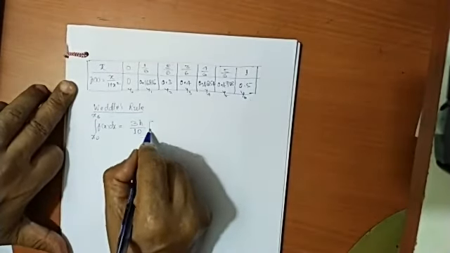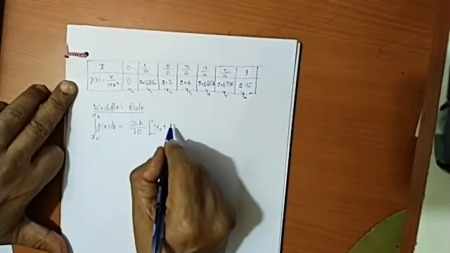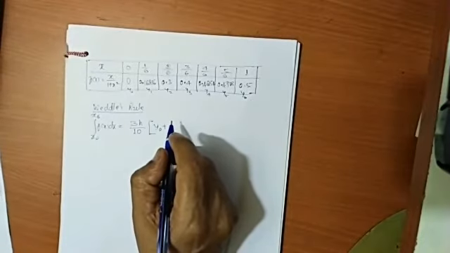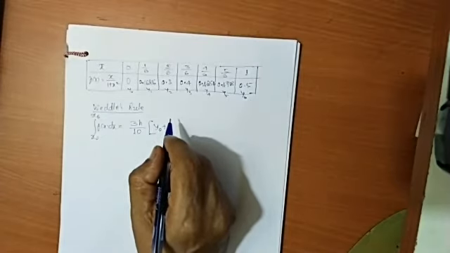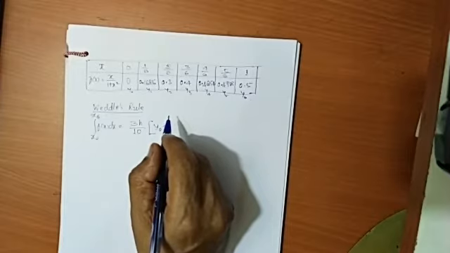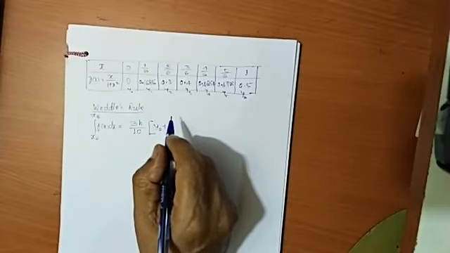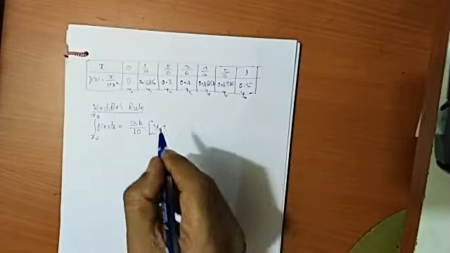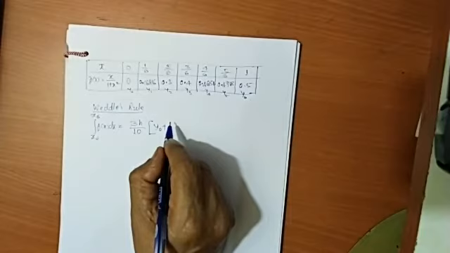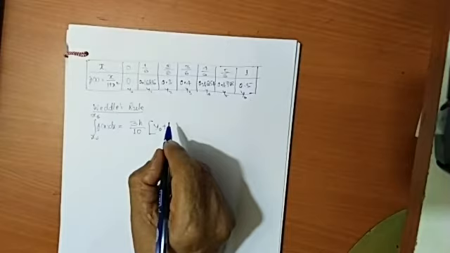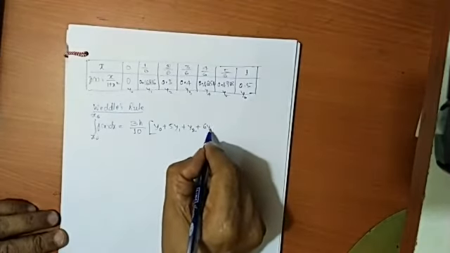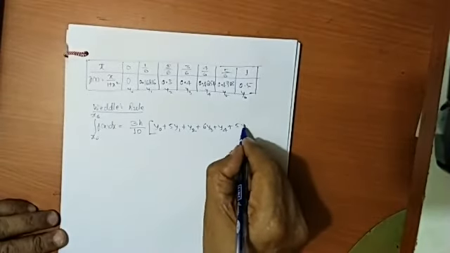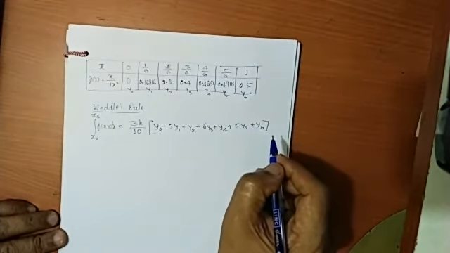So 3h by 10 into y0 plus 5 times y1 plus y2 plus 6 times y3 plus y4 plus 5 times y5 plus y6. So this is my 3h by 10.